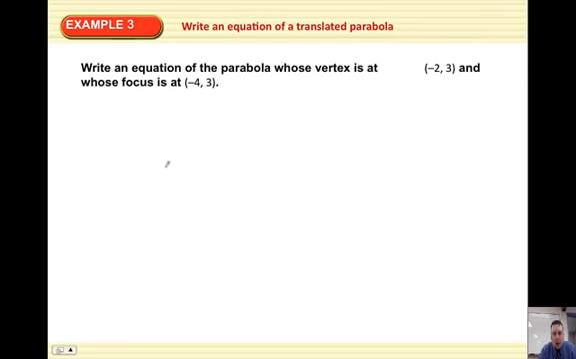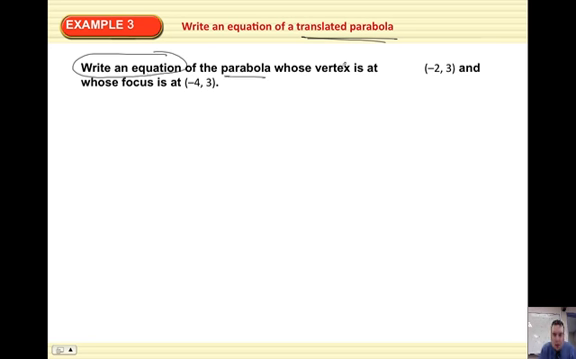Okay, example 3, what we're going to do is look at a translated parabola. Now, it's given a different situation. What it wants is the equation. Before, I gave you the equation and you came up with the characteristics. Now I give you the characteristics, you come up with the equation. So, look what it says.